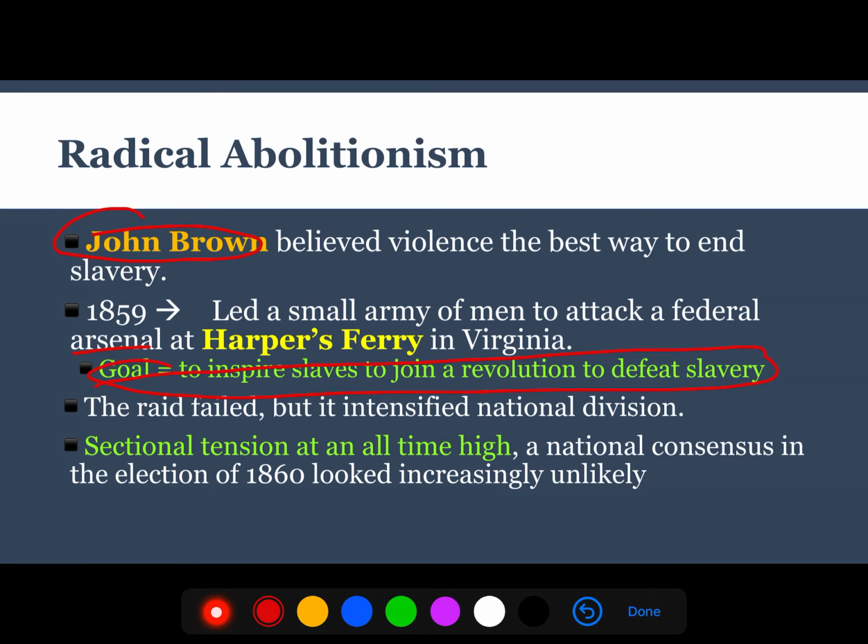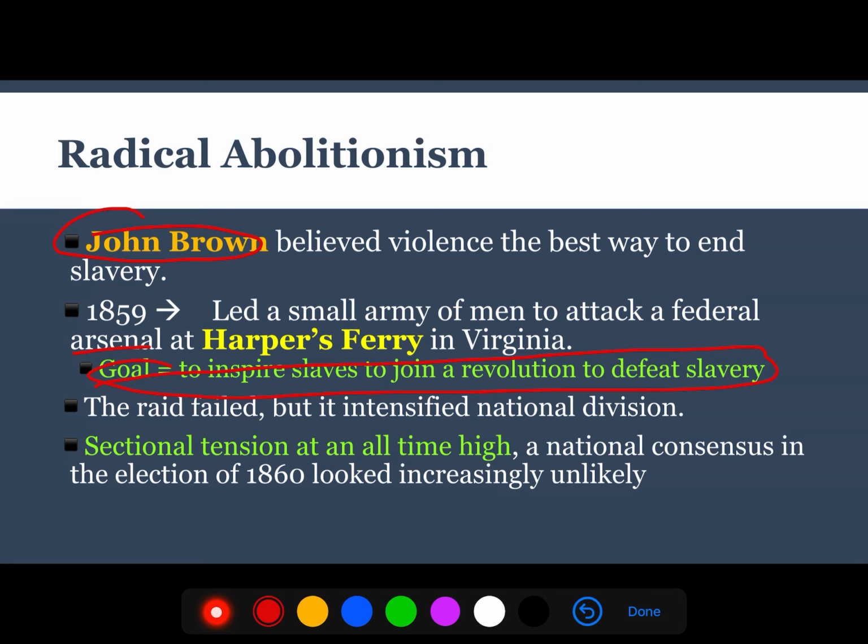That sounds good to us, but you have to realize that in terms of Southerners, an armed slave revolt is their biggest fear. Slaves with guns is the worst thing that could possibly happen. He fails, and then he actually ends up getting tried and then hung, executed for his role in that. John Brown does. And so now here we are in 1860.